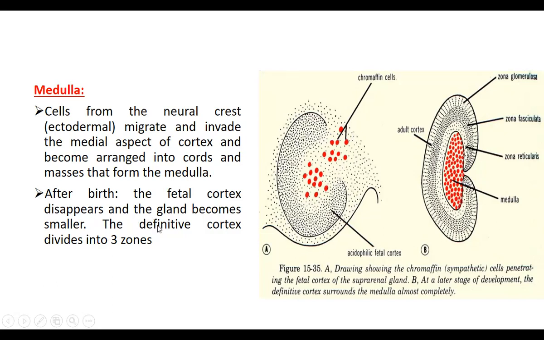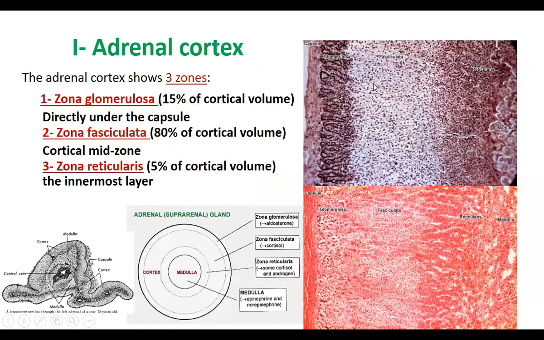Okay. The definitive cortex divides into three zones. Now, if you see here, this is the definitive cortex. Now it forms the main cortex, and it is divided into three zones. So there are three zones within the definitive cortex, and inside we have the medulla, which is nothing but the chromaffin cells. Okay, so that is the development of the whole adrenal gland or the suprarenal gland.